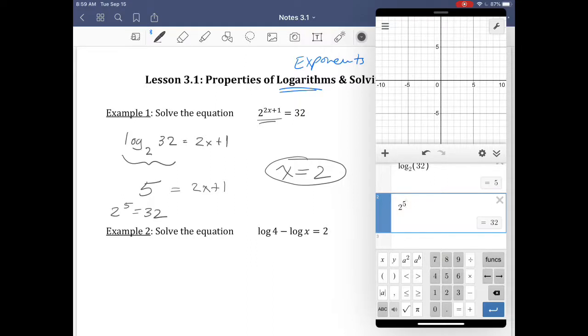If you aren't quite sure, as always, you can go ahead and plug in 2 into your original equation and get 2 to the 5th equals 32 to check your answer. So x equals 2 works out quite nicely.